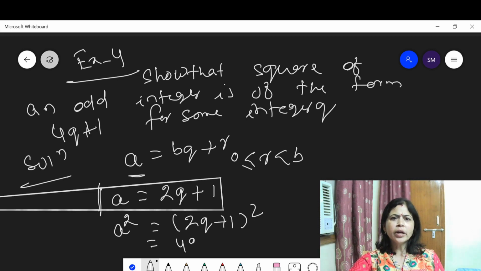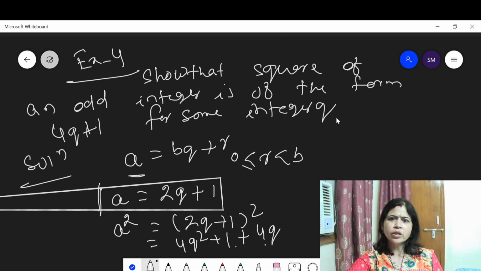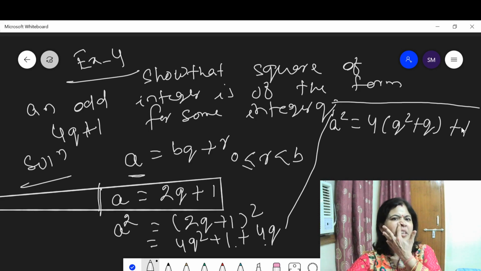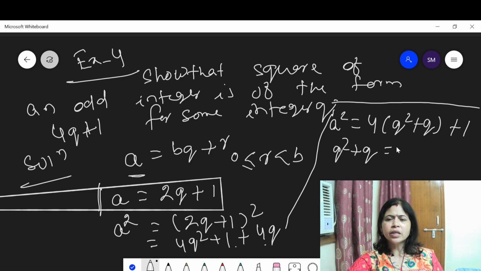Then this is 4a square plus b square plus 2ab. Then this is in the form 4q square plus 1 plus 4q, which shows that a square is equal to, taking 4 common, 4 times q square plus q, plus 1. This means if you take q square plus q is equal to m, then a square is equal to 4m plus 1.